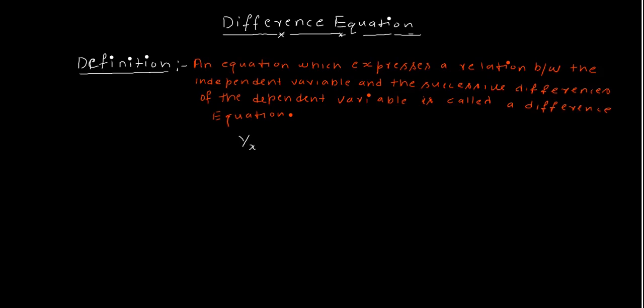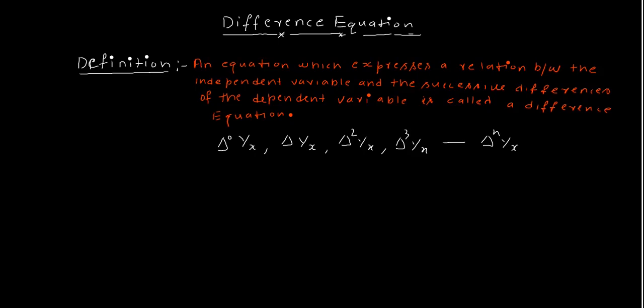Suppose y is a dependent variable that depends on x, meaning x is an independent variable, and their successive differences are del yx, del 2 yx, del 3 yx, up to del n yx. Here x is an independent variable and y is a dependent variable. You may also write y as the 0th order forward difference. So these are the successive differences of a dependent variable.